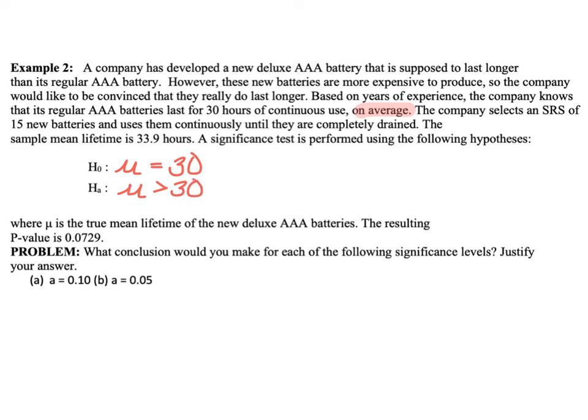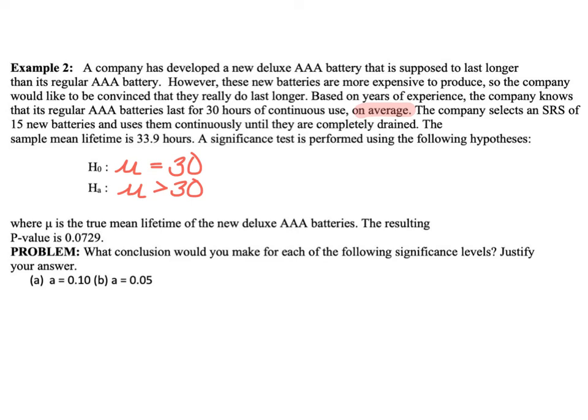Now, just as you're doing this problem, do you have any evidence to even suggest that maybe they've gotten better? Well, yeah, we have some evidence. We're told 33.9 hours is the sample mean. So we've got some evidence, but we're going to test: is that evidence enough to convince us overall? Is it rare enough to suggest that our population mean is shifted to greater than 30?